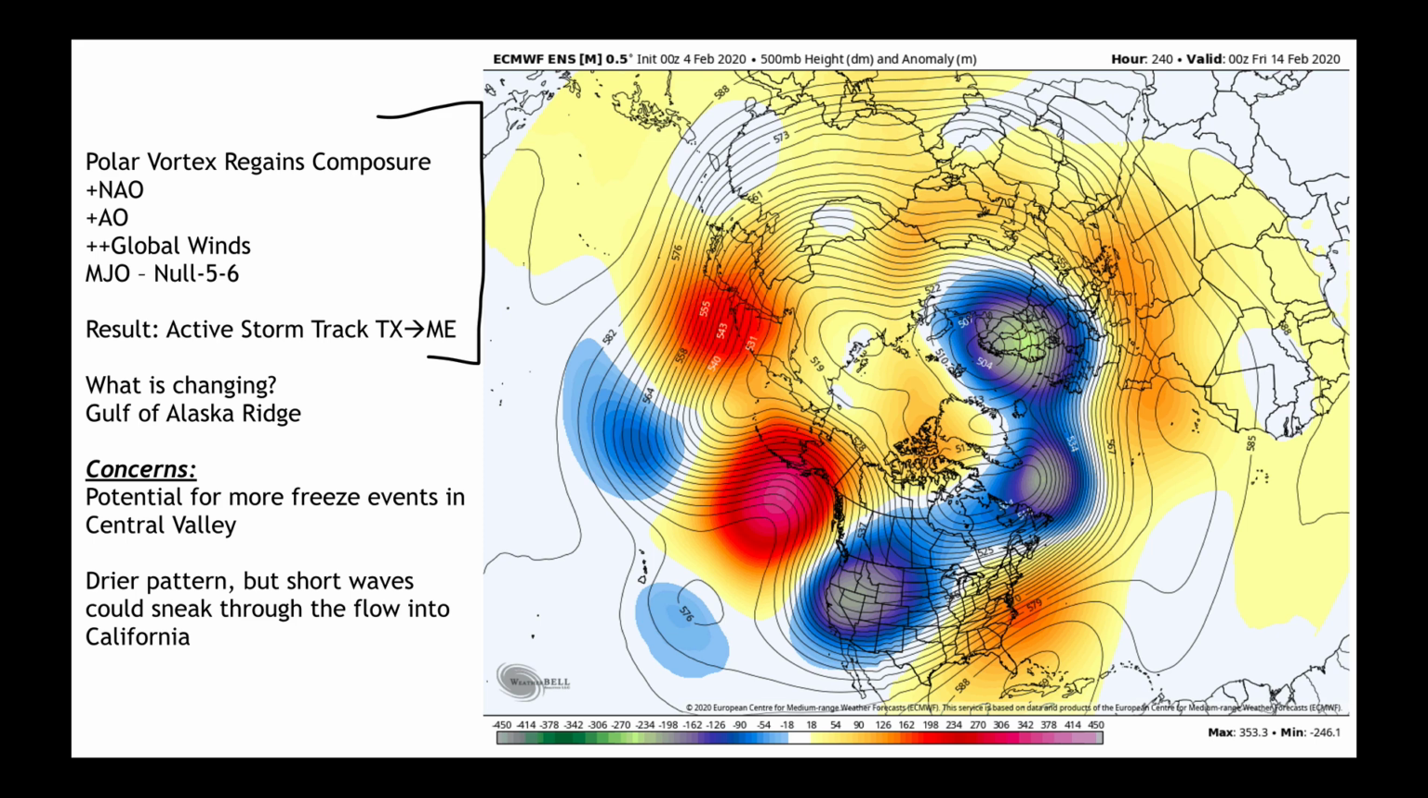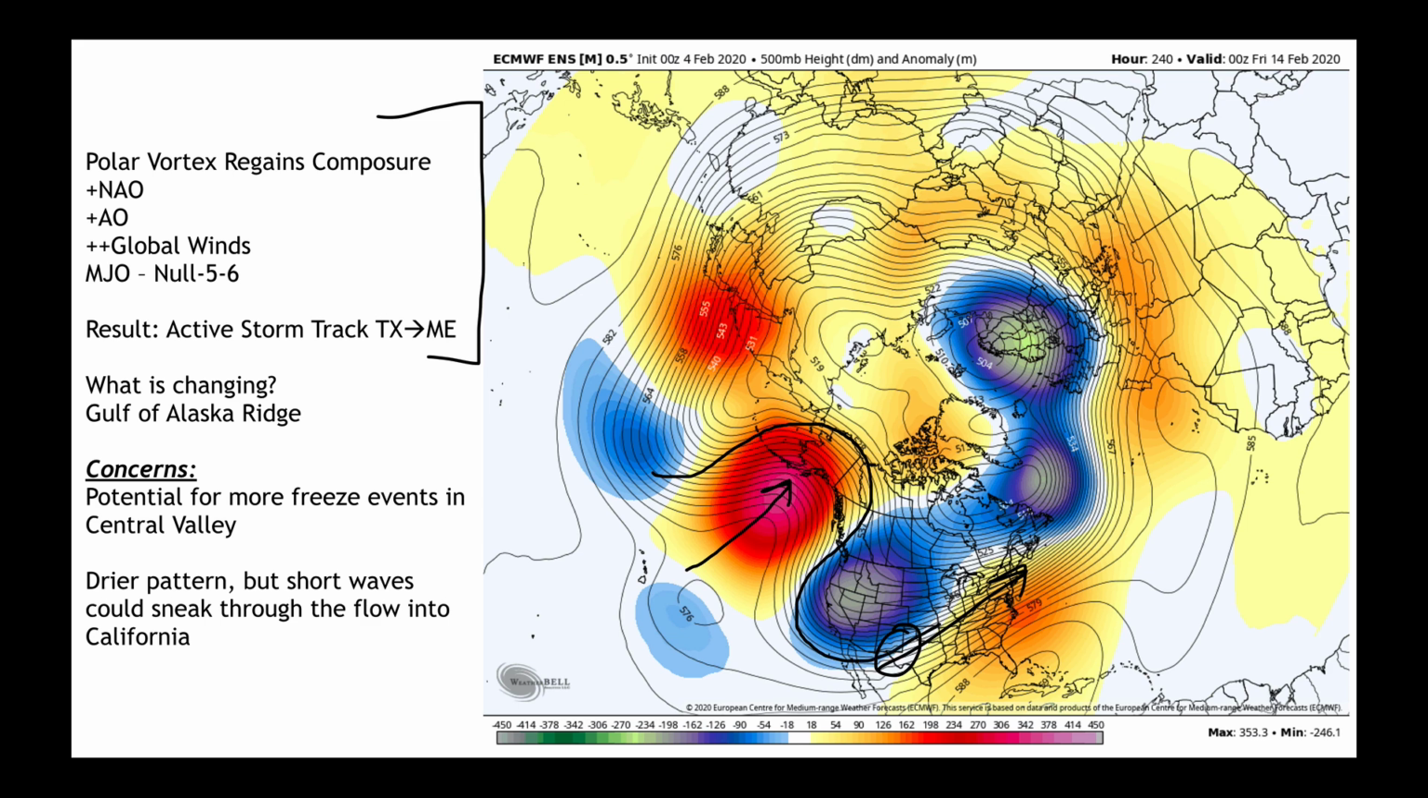Global winds are still strong, which means we're still getting this active storm track that starts here and races toward the northeast. But what has been changing has been the building end of this ridge over Alaska. Now, what we want to see is that build into the Aleutian Islands, not directly into Alaska or British Columbia. And if it does that, what we end up getting is a flow pattern that does something like this.